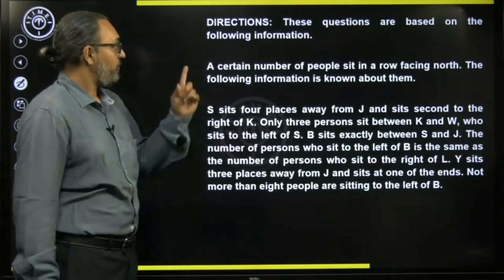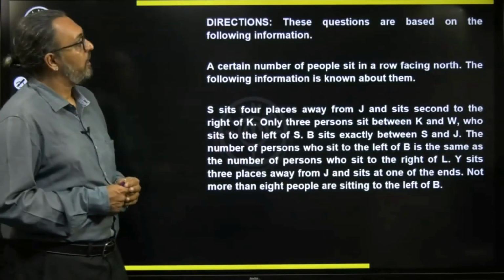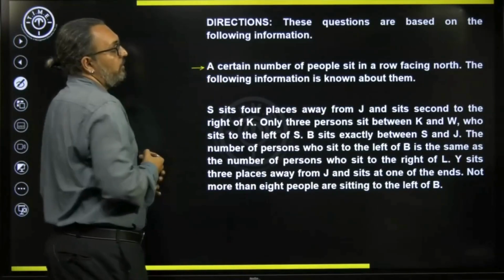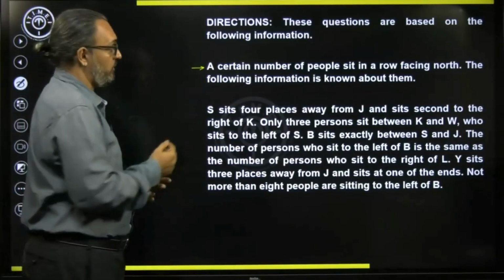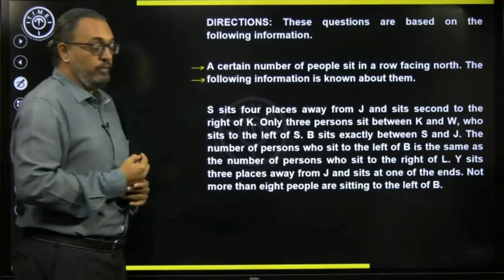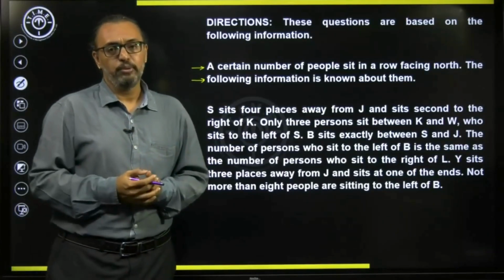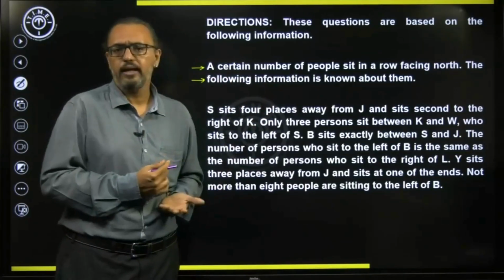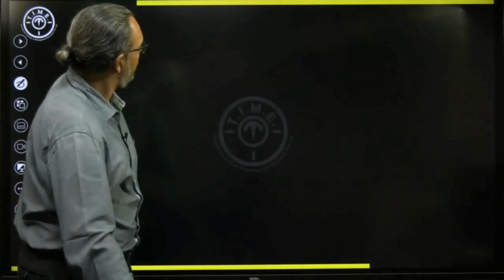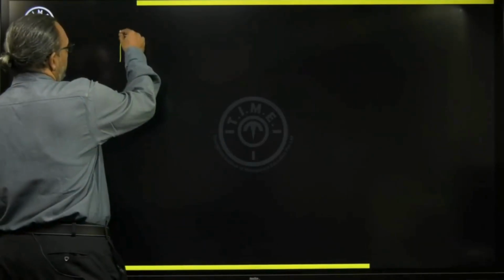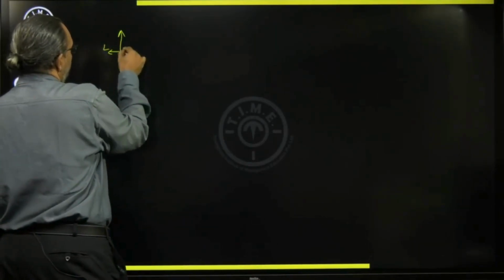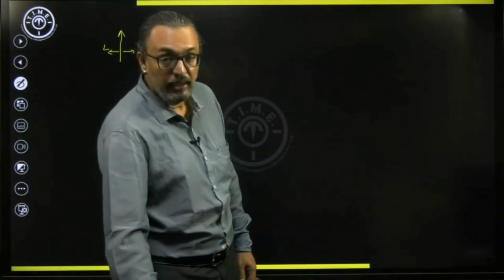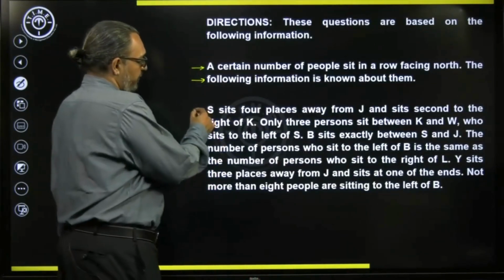Now the directions. These questions are based on the following information. A certain number of people sit in a row facing north. The following information is known about them. So we do not know the exact number of people seated in a row, but we know that they are facing north. So for north facing, our left is the left of the person, our right is the right of that person. Okay, then let's look into the data.